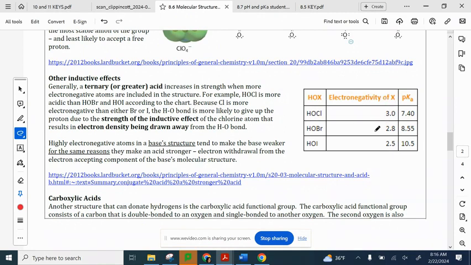Our chlorine then is going to be giving kind of this inductive effect. So it's likely going to give up the proton due to the strength of that inductive effect. So the electron is being drawn away from the HO bond here. So it's being drawn away, and it's going to stay by the chlorine a little more. So again, a weaker base is going to give you a stronger acid. And you're talking about conjugate bases.